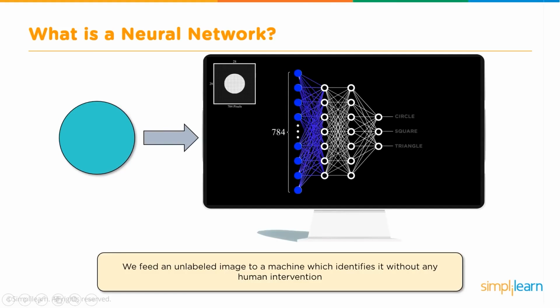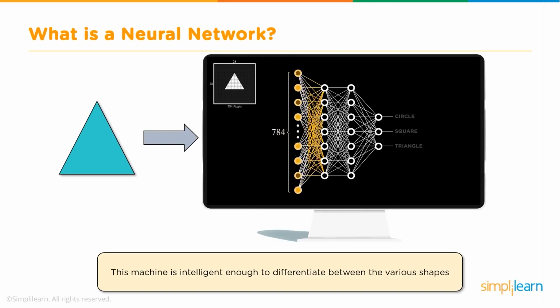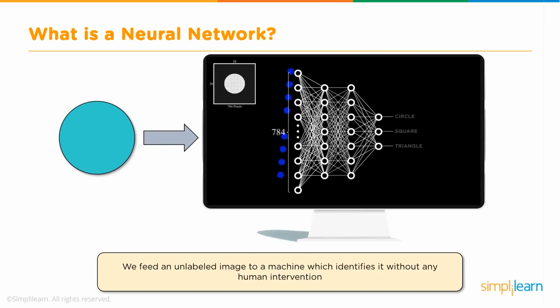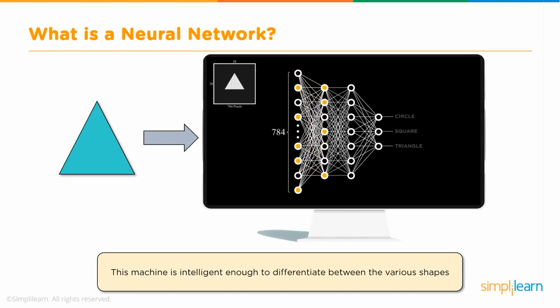And so you can see here we have a circle that comes in at 784 pixels, and it comes in 28 by 28. And you can see how it colors in the circle on there. And then we put a triangle in. The triangle also comes in as 28 by 28, and it has 784 pixels. So you'll see between these two, both of them are 784 pixels. This machine is intelligent enough to differentiate between the various shapes.